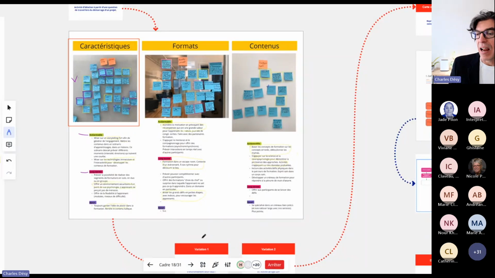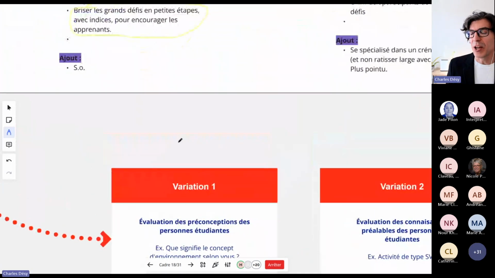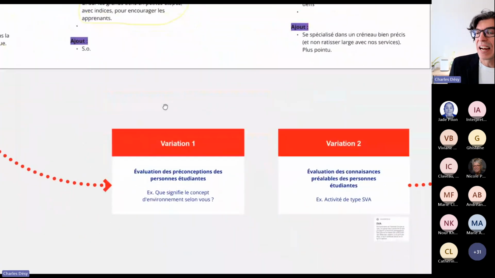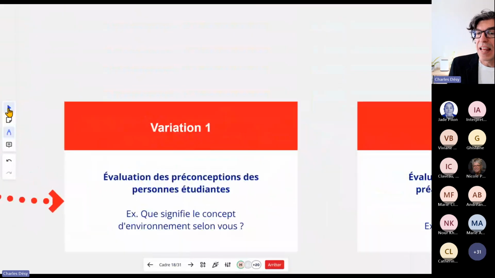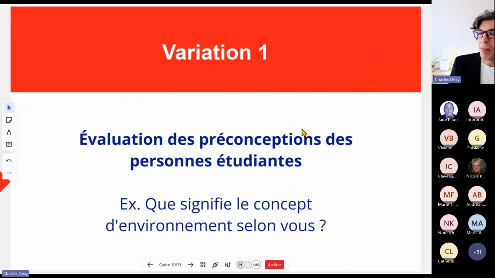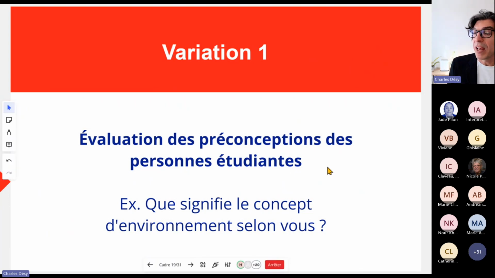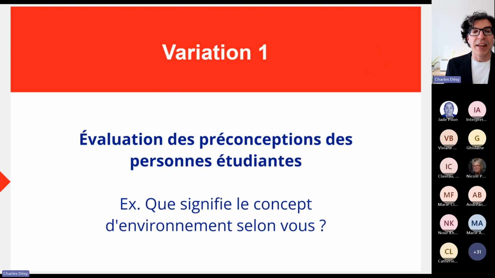So I will go now to the next slide. We are still in the brainstorming category, but now we're looking at putting together ideas, collecting ideas around a subject. It's a variation on a theme, really. So at the beginning, when you start a new chapter or a new part of a class, we have to evaluate people's preconceived notions. So what does the environment mean to you?